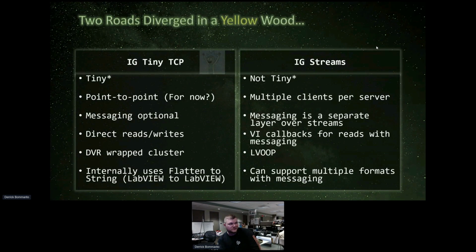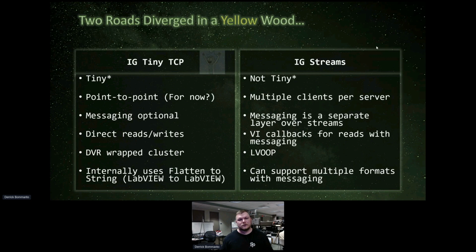So two roads diverged in a yellow wood. So I'm going to be talking about two sets of libraries. Well, I'm going to be talking about a single package and then a whole family of packages. One of them is tiny, does point-to-point, so it's just a single client and a single server. Once that server accepts a connection from a client, it stops listening for new connections until that client disconnects.